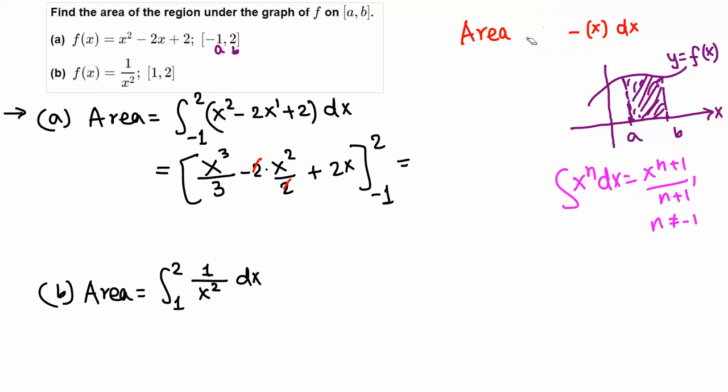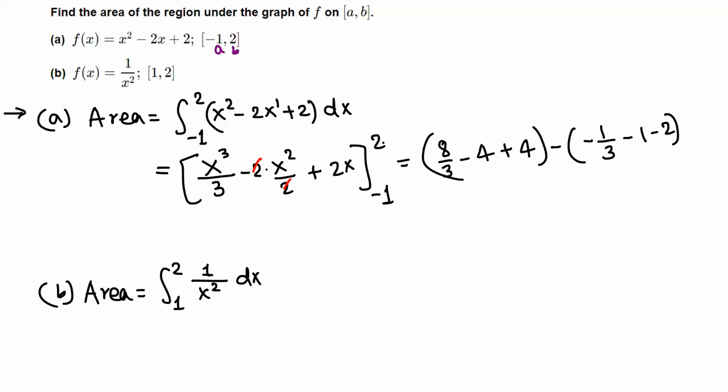So let me erase this and I'll come back. Evaluate this at the upper limit 2. So 2 cubed is 8 thirds, minus 2 squared, 4, plus 2 times 2, 4. Here is minus the lower limit, that's the upper limit minus the lower limit. Evaluate this function at negative 1. Negative 1 cubed is negative 1 third, minus negative 1 squared, which is positive 1, so minus 1, plus 2 times negative 1, which is negative 2. And we can see negative 4 and positive 4 cancel.